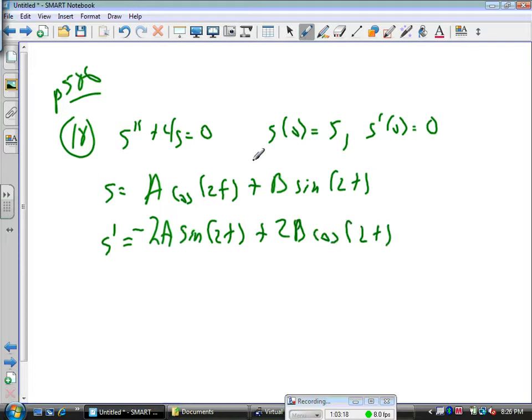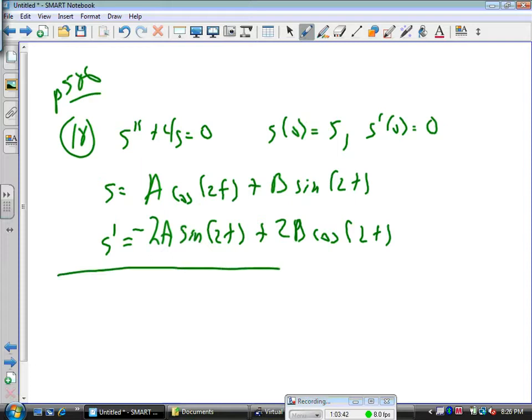All right, now this is the general solution. I'm using this to get a's and b's, right? So I get the particular solution. So what are you going to do? You're going to plug this stuff in. What are you plugging in for s? 5. And when s is 5, t is 0. What are you going to plug in for s prime? s prime equals 0 when t is 0.